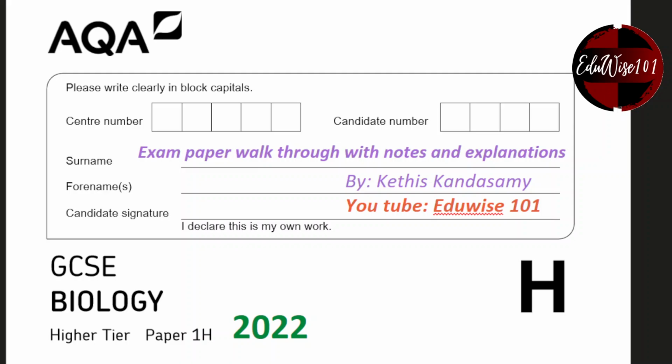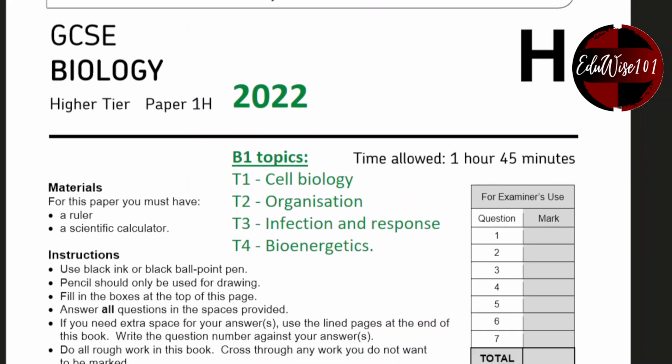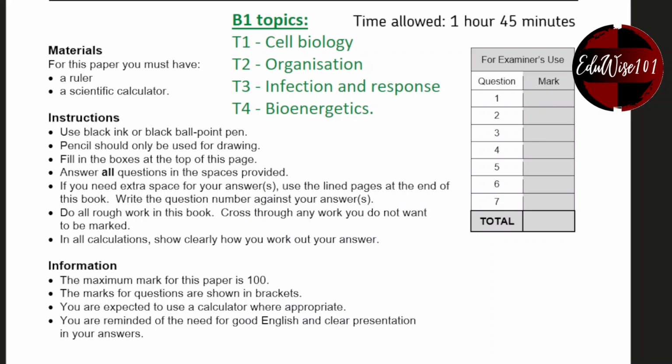In this video, I'm going to go through the AQA Biology 2022 Paper 1 Higher Tier for the separate science students. This paper is 1 hour 45 minutes long and it's tested on the 4 topics in biology for paper 1, which is cell biology, organization, infection and response, and bioenergetics. And this paper has 7 questions in total. So let's have a look at question number 1.